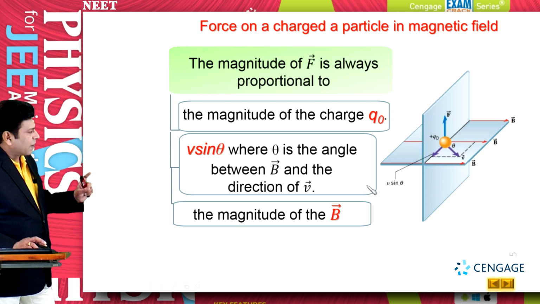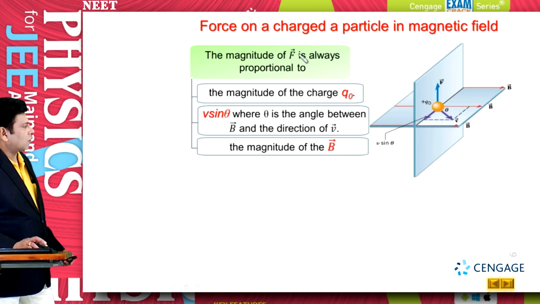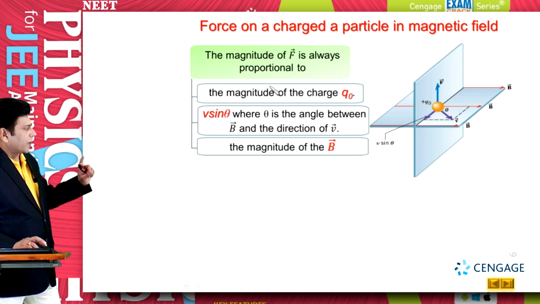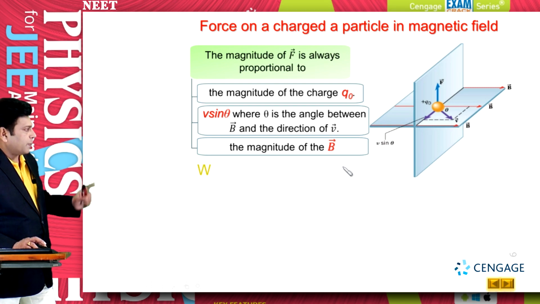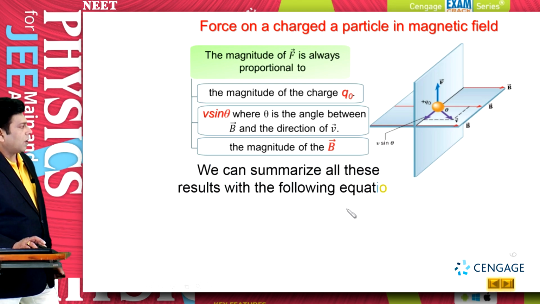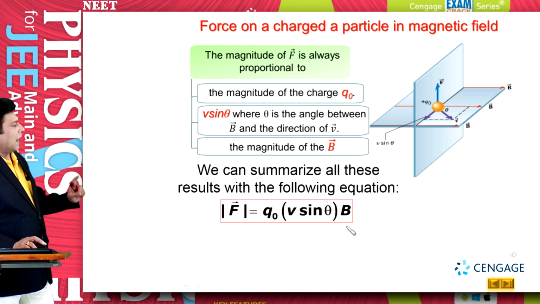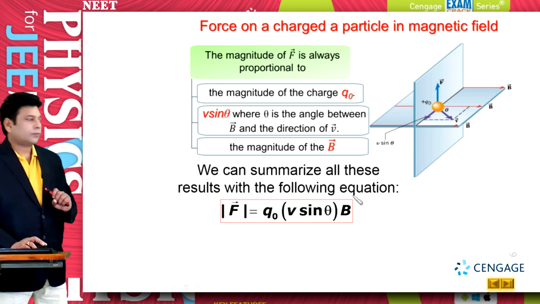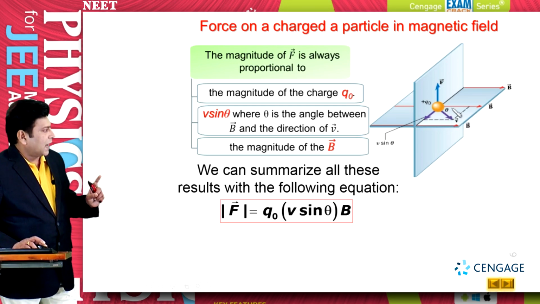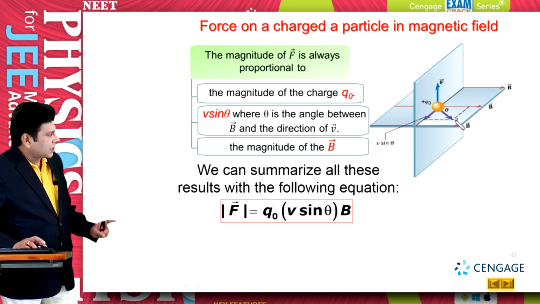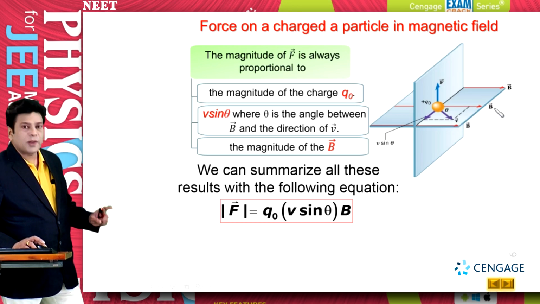Now let us combine the result together. So let us draw this figure again. And now we can write F is equal to Q naught multiplied by V sin theta multiplied by B. This is the magnitude of the force. And here we can observe this force is perpendicular to the plane which is having the velocity vector and magnetic field vector. And theta is the angle between these two vectors, that is V vector and B vector.